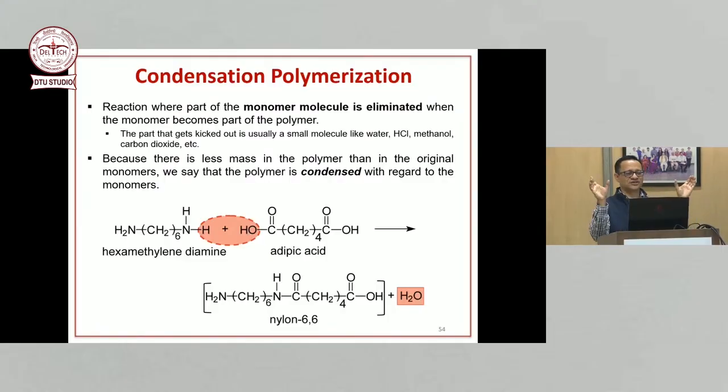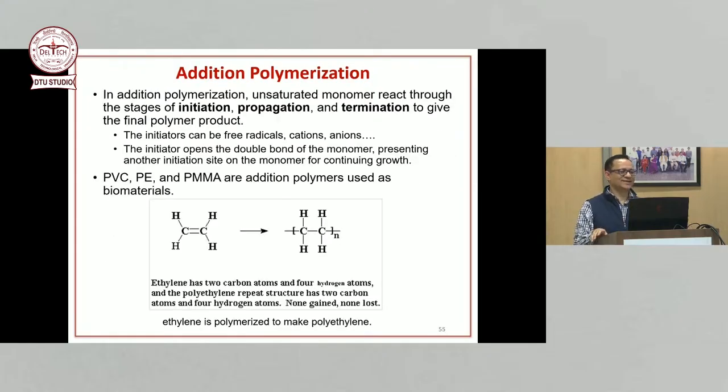Condensation polymerization reaction is when two monomers are reacting and a byproduct is forming. So hexamethylene diamine and adipic acid form nylon 6,6 and water as a byproduct. It's a condensation polymerization reaction. Polyethylene formation is an addition polymerization reaction. For all these polymers, there is a step called initiation of a reaction, then propagation of a reaction, and then termination of a reaction.